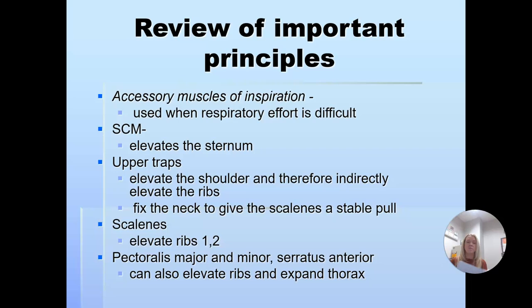Accessory muscles are muscles that might get called in when breathing is difficult. The SCM can elevate the sternum. The upper traps can elevate the shoulder and indirectly elevate the ribs, and fix the neck to give the scalenes a stable pull. The scalenes can elevate ribs 1 and 2. And pec major and minor and serratus can also help to elevate the ribs and expand the thorax.